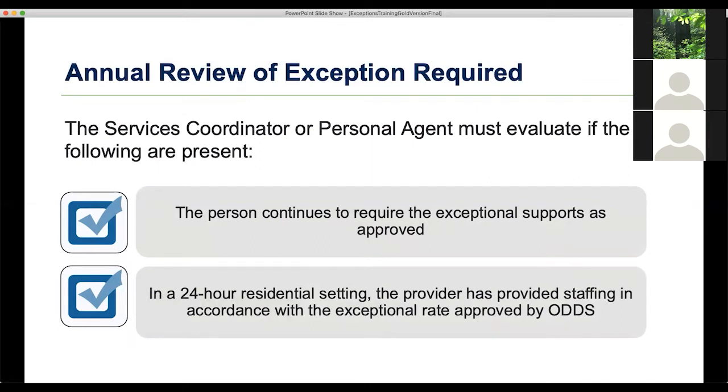And then we also want to make sure that if it's being funded, that additional staffing is being provided. If in that second category we say it's not, then we say, what's going on here? Do we have an unsafe situation, or is it actually like that first box, that maybe that need isn't quite as intensive and maybe that exception isn't needed, or we need to make an adjustment to that exception? So again, we want that annual check-in just to affirm, yes, it's needed, and yes, the person is receiving those supports.